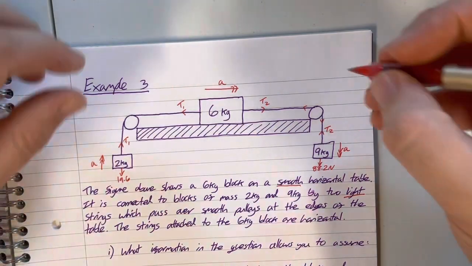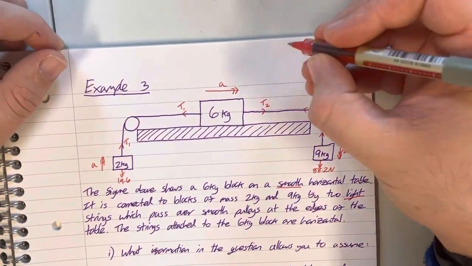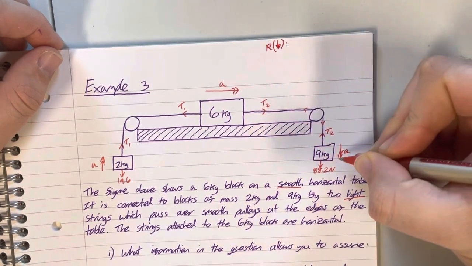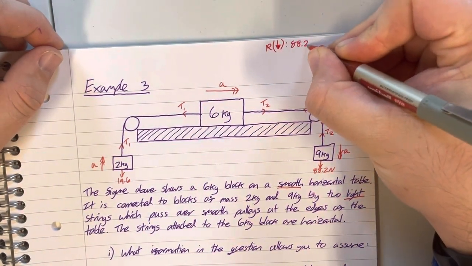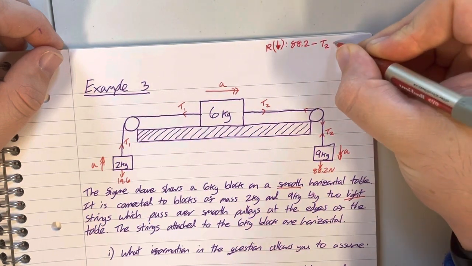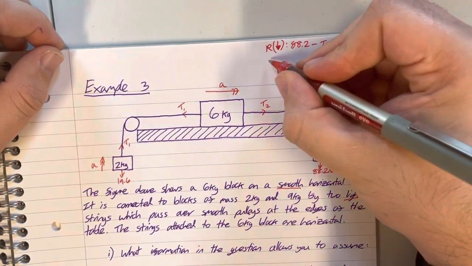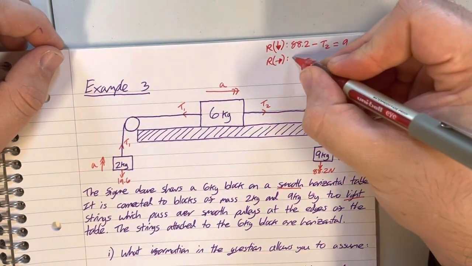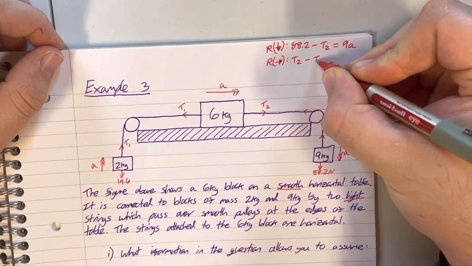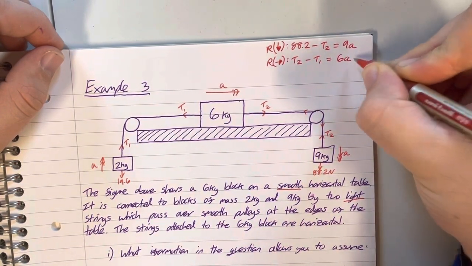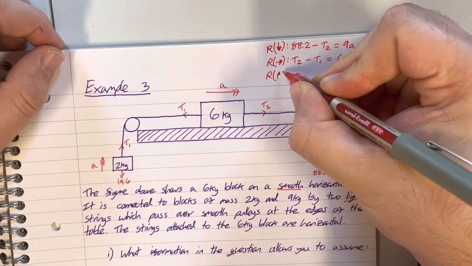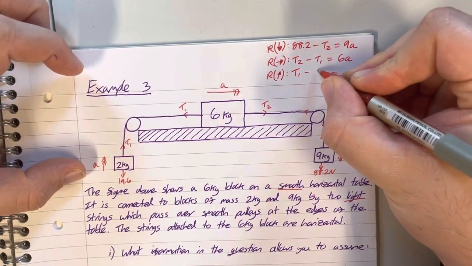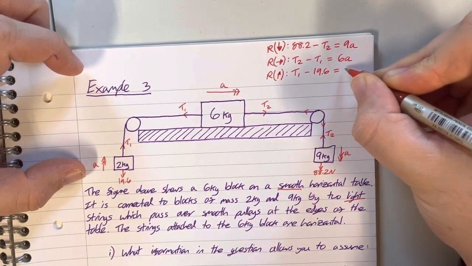Just applying F equals ma to each of these parts of the system. Let's resolve vertically downwards. At the right hand weight, we're going to have 88.2 minus T2 equal to the mass times acceleration. Resolving to the right for the 6 kilogram mass, we have T2 minus T1 equal to 6a. And then resolving vertically upwards at the left hand mass, we have T1 minus 19.6 equal to 2a.